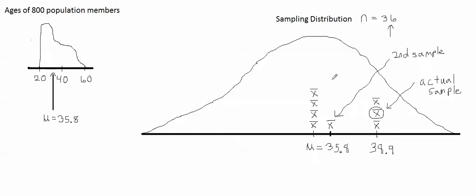So now let's actually get into the idea of the margin of error. I'm going to explain the 95% margin of error. So before I explain the 95% margin of error, we need to divide this sampling distribution into three areas.